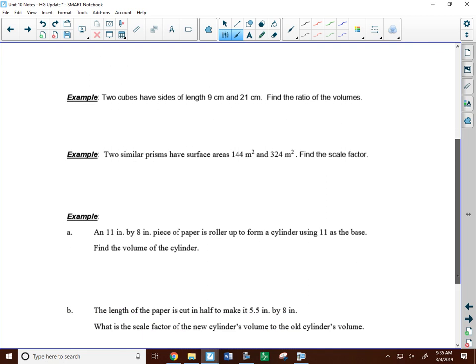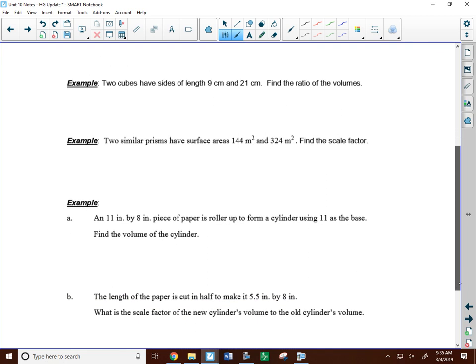Let's do these two. These are quick. They're just asking for a ratio. This one's going to ask for the ratio of the volumes. This one asks for the scale factor ratio.